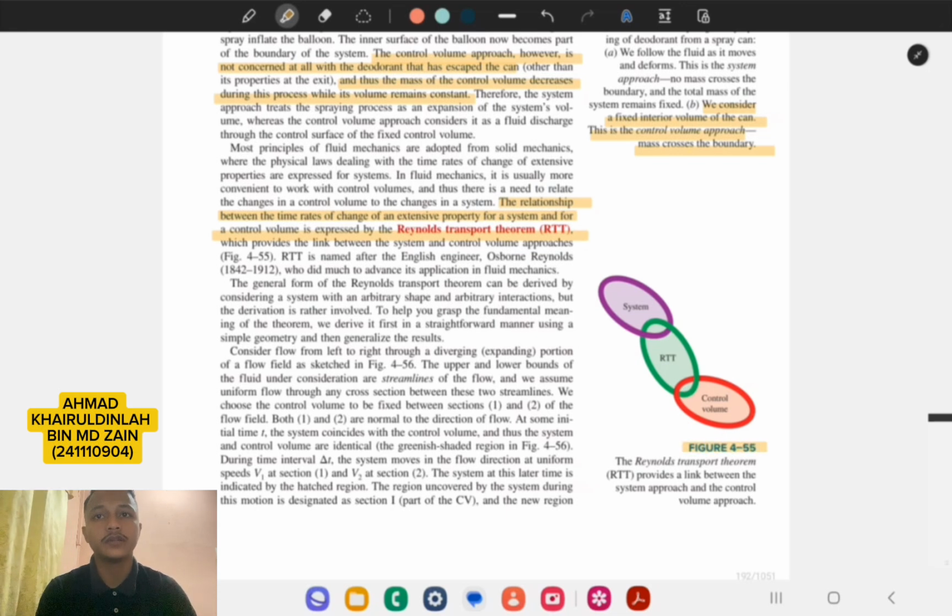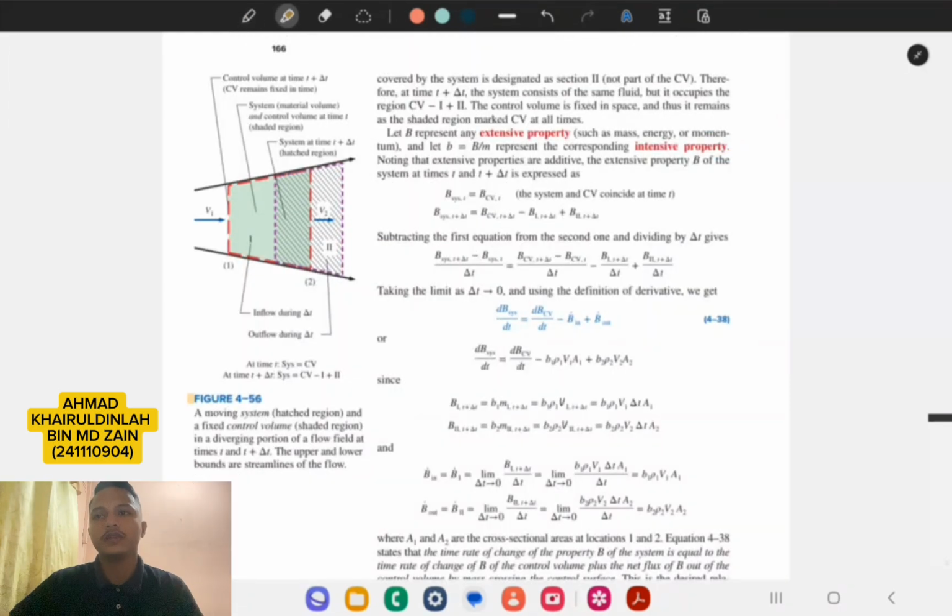So we can look at figure 4-55. The Reynolds transport theorem, RTT, provides a link between the system approach and the control volume approach. So we look at this example. There is the system and there is the control volume. So the RTT links both of these approaches. We look at the example in figure 4-56: a moving system, the hatch region, and a fixed control volume, the shaded region, in the divergent portion of a flow field at time t and t plus interval time.